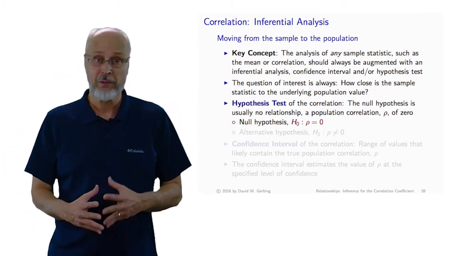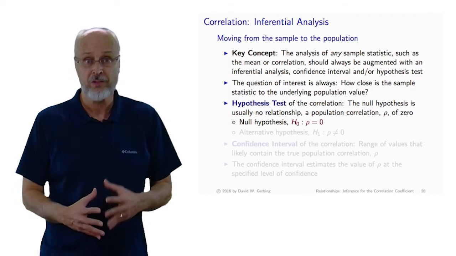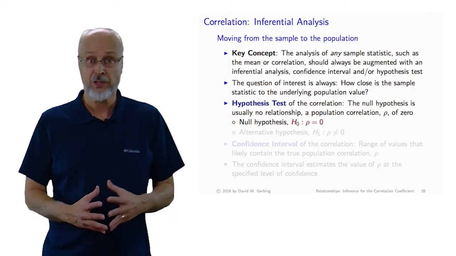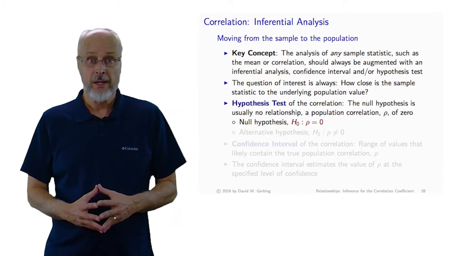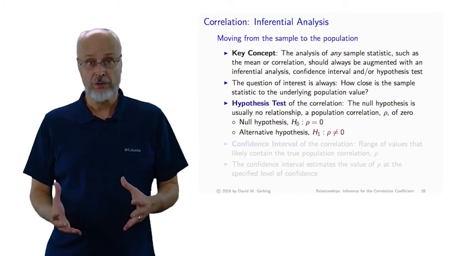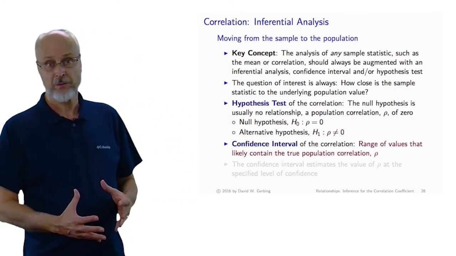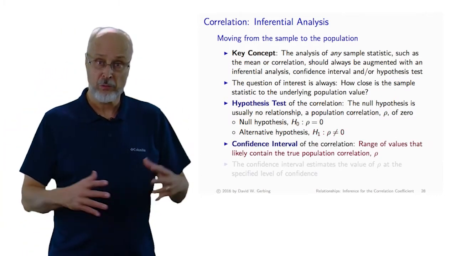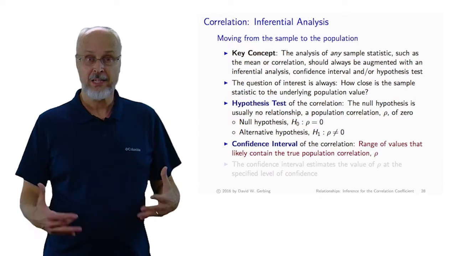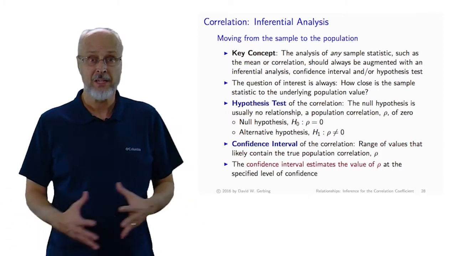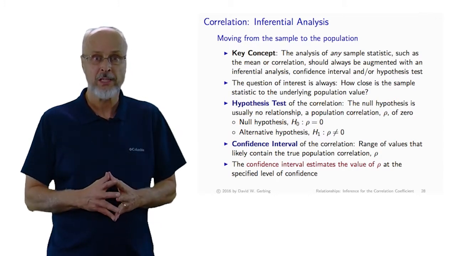We don't know for sure, but we have two forms of statistical inference. The hypothesis test: here we assume the null hypothesis that the population correlation is 0, and the alternative hypothesis is that it's not 0. And then we have the confidence interval, which is the range of values that likely contain the true population correlation. Just like the confidence interval for the mean and everything else, here we're talking about the correlation.